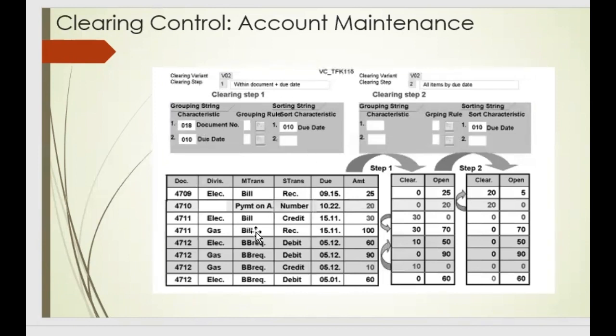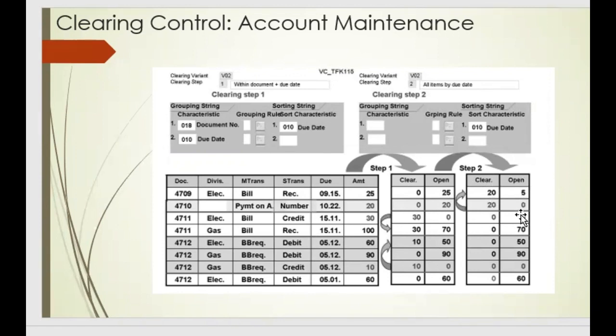Okay, so here there is an example of how they create an account maintenance from the clearing perspective. Once you maintain all these main, sub transaction, due date and amounts, then when the clearing will happen for different policies based on the clearing variant, which is again coming from the clearing group and clearing category, they will clear each step, they will clear one amount, like here in 25, first step they clear 25, second they divide into 20 again, and 5 is open for them.